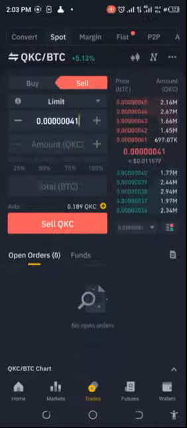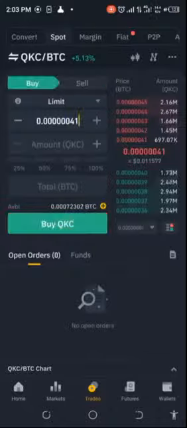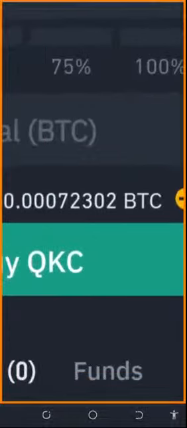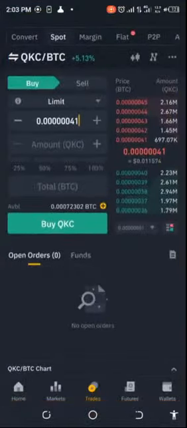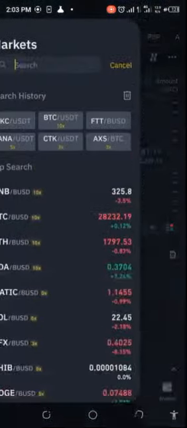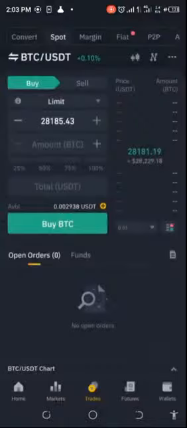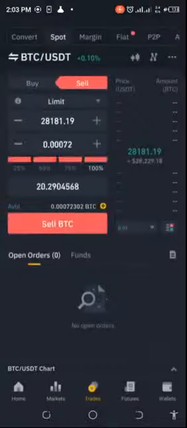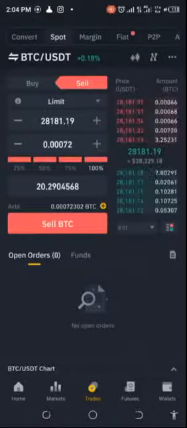All right, I'm back, and as you can see right now, we've already sold our QKC to BTC. So what do we have here? We've got 0.000723302. Awesome. So let's quickly go to BTC, USDT, and then quickly get this sold off. All righty. So now I'm just going to click on sell. So what do we have here? We have 20.29. This is awesome.